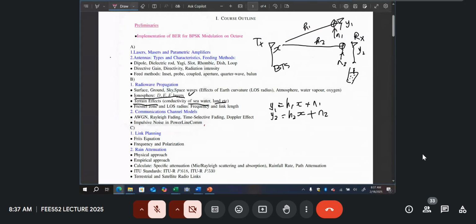So when we talk about the channel, we are talking about the description of this H here. How is it distributed? And when we talk about noise, most of the time we just say the noise N is distributed as AWGN.